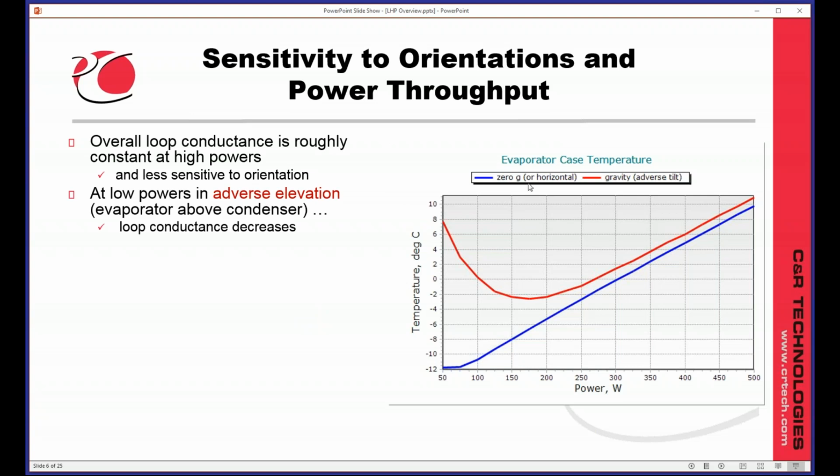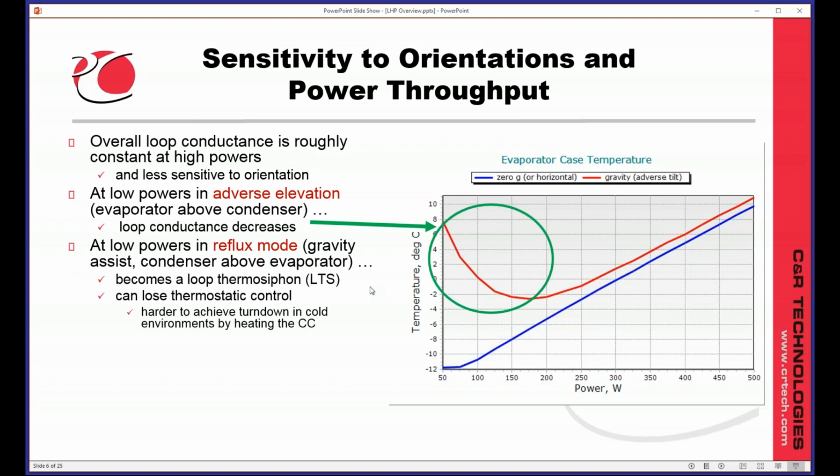So this condition here of the evaporator above condenser that corresponds to this red line is called adverse elevation or adverse tilt, which is kind of a borrowed term from the heat pipe world. But either way, it means that the gravity is fighting you, that the wick inside the LHP has to overcome both the pressure drop in the loop and the hydrostatic head of gravity. And because of that, at low power, the loop conductance decreases right here. So this is what we have to explain here, is why does this happen?